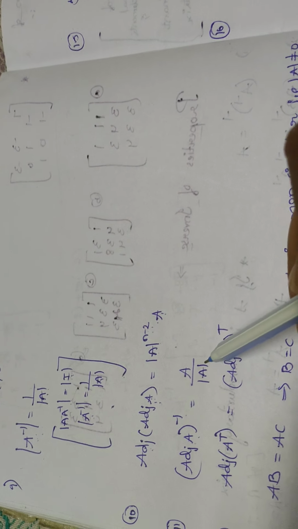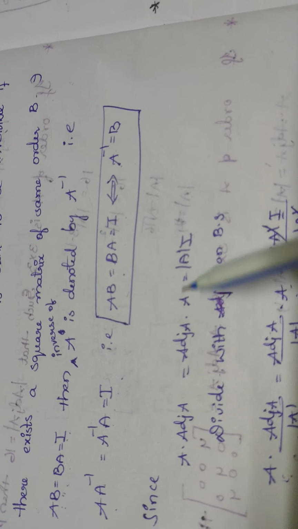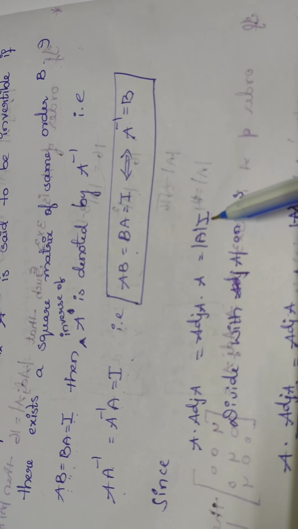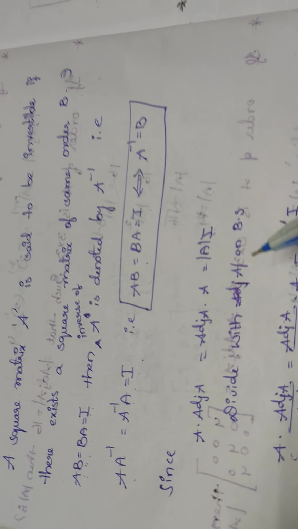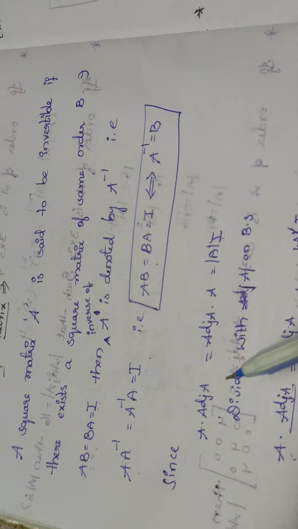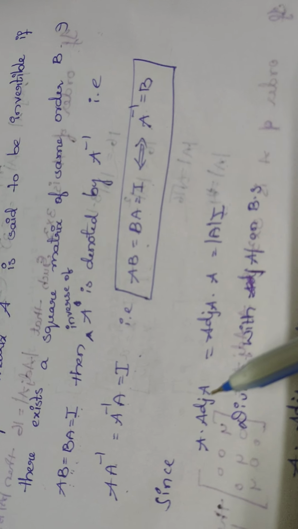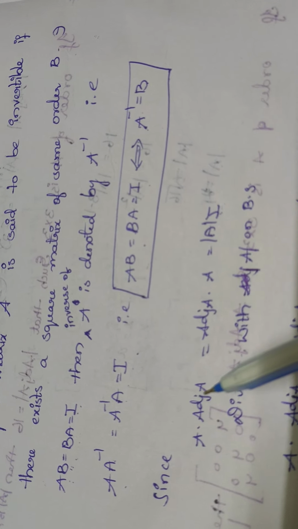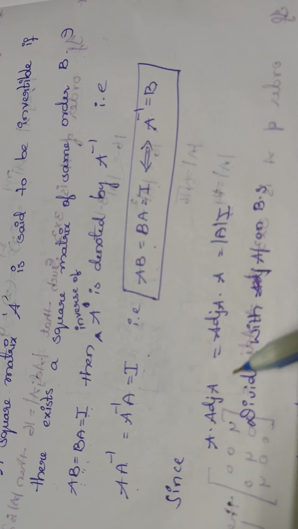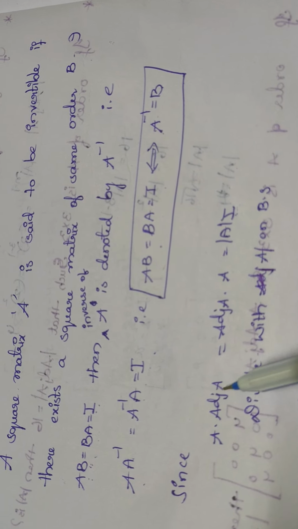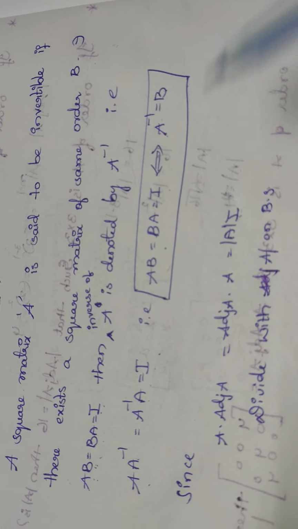A by det A. Why? Because A into adjoint of A is equal to det A into I. See here, if you want to find out adjoint of A whole inverse, adjoint of A whole inverse means this one you transpose to this side. If you transpose this one to this side, you get A whole inverse.